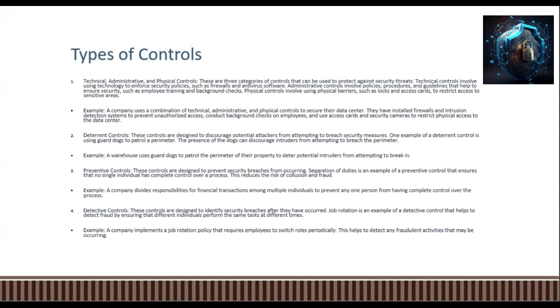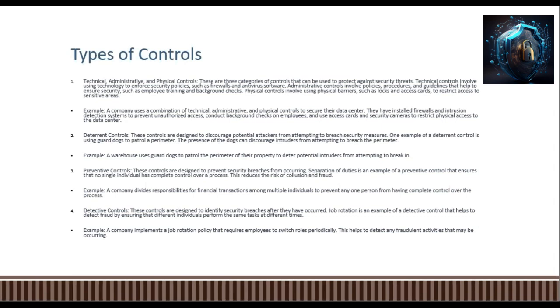Deterrent controls. These controls are designed to discourage potential attackers from attempting to breach security measures. One example of deterrent controls is using guard dogs to patrol a perimeter. The presence of the dog can discourage intruders from attempting to breach the perimeter. Example, a warehouse uses a guard dog to patrol the perimeters of their property to deter potential intruders from attempting to break in.